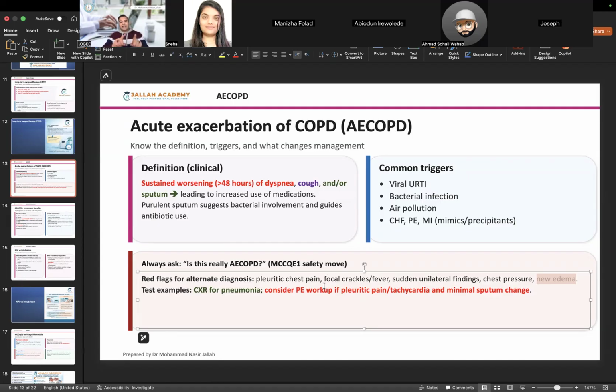As opposed to diagnosing COPD. For diagnosing COPD, you don't have to do all these unless the patient is meeting all the criteria. But for exacerbation, you have to rule out the deadly conditions: CHF, pulmonary edema, pneumonia, and pneumothorax. Test example: if you're suspecting pneumonia, for example if the patient has fever and crackles, I would do a chest X-ray, anterior posterior, to find out if it is pneumonia. Or if the patient has tachycardia and pleuritic pain, then I have to do CT angiography to make sure it is not pulmonary embolism. Same thing.